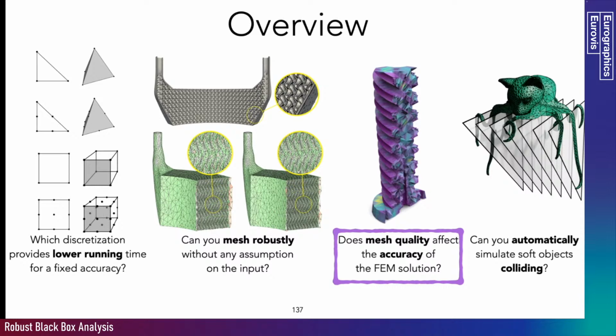So we started from deciding which discretization we want to use. Then we showed how to generate mesh robustly. We showed that we can compensate for bad quality. And finally, the big question is, can we upscale it to more complicated simulation?